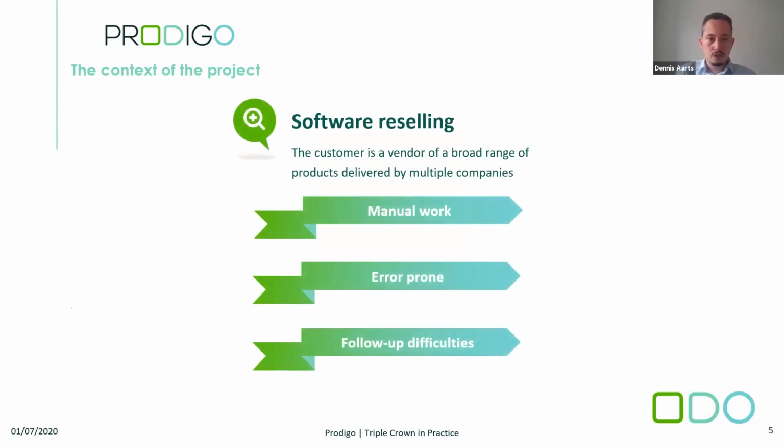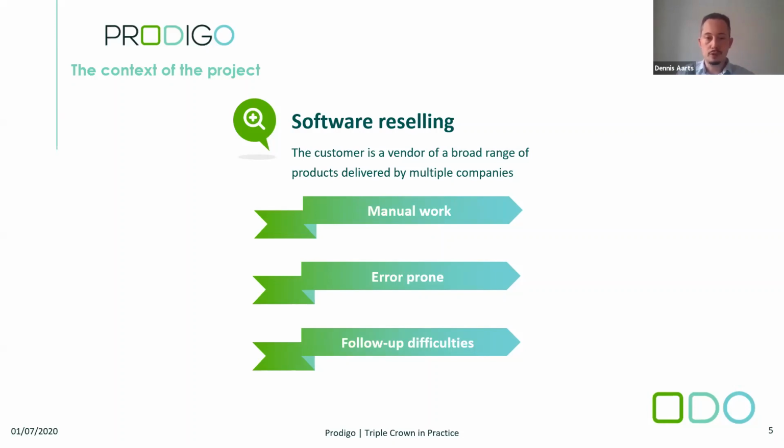Then I will discuss today a specific case where we have applied the Triple Crown as a whole. So case management, business process management, and decision management. And the customer for which we did that case wanted to be anonymous, but we were allowed to provide the case as an anonymized example. So the case concerns software reselling. So the customer is a vendor of a broad range of products delivered by multiple software vendors or software developers, software houses. And the problems they had was that at that moment, nothing was really automated.